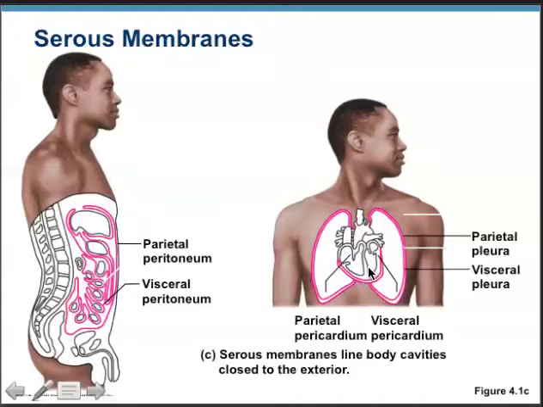This is why if you've ever looked at a dissected, non-preserved specimen, either an animal specimen or a human specimen, you'll find that the visceral contents, the internal organs, are very slippery to the touch, very difficult to hold on to. It's because of this serous fluid.